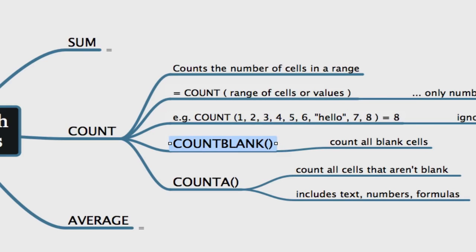If you want to count blank cells, you'd use COUNTBLANK instead of count. This counts all the blank cells in your specified range. And if you want to count all cells that aren't blank, you could use COUNTA. This function counts all the cells with values inside them, including text, numbers, and formulas. Back to our spreadsheet.